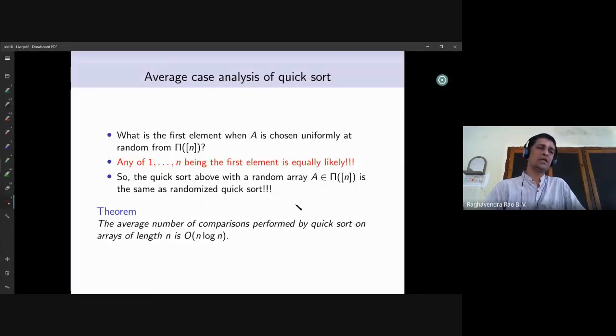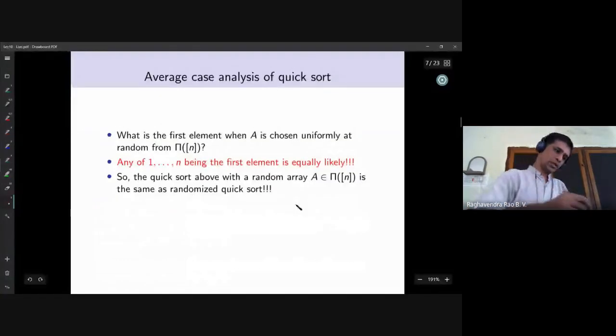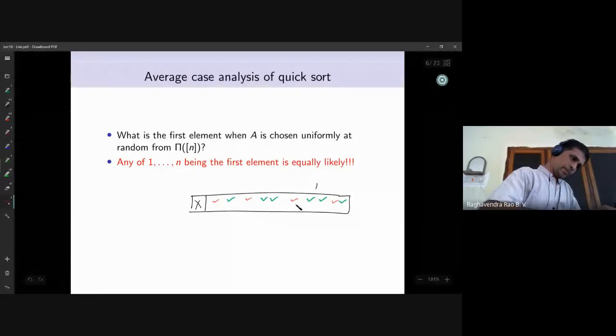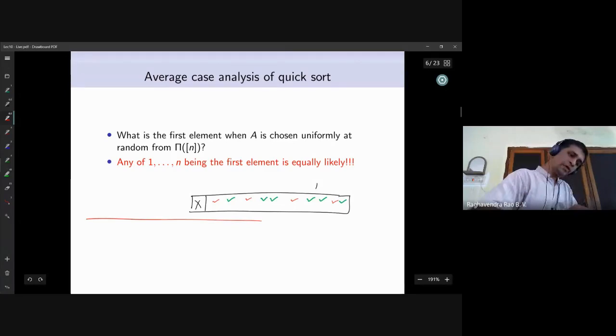One easy way to understand is if you just look at the trail of the pivots chosen by randomized quicksort. Let me spend one or two minutes on it. Let's look at the pivots chosen by quicksort: pivot 1, pivot 2, pivot 3, etc., by the randomized quicksort.